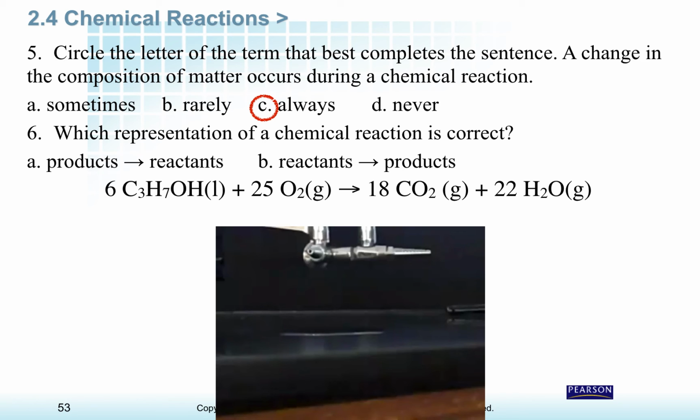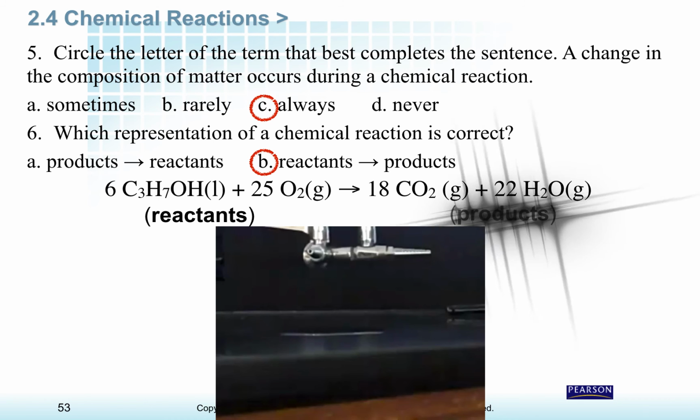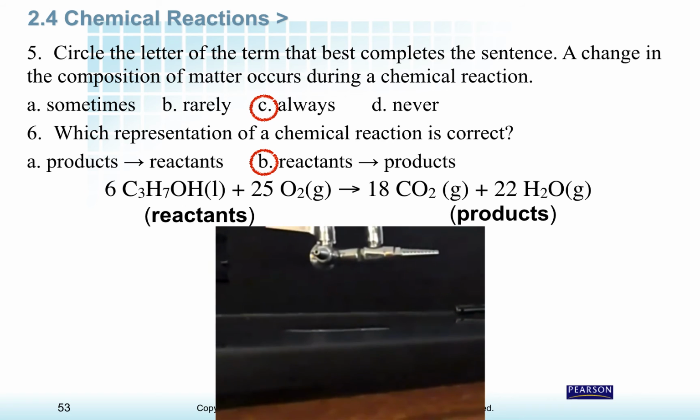In a chemical reaction, you always write the reactants on the left, the arrow pointing to the right, and the product second. For example, I have 6C3H7OH, that is ethanol. I have O2, that is oxygen in the air. And then I have the arrow and CO2 and H2O. So the reactants are the ethanol and the oxygen. The products are carbon dioxide and water.